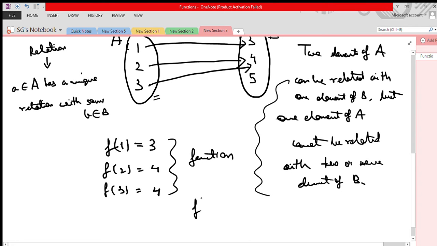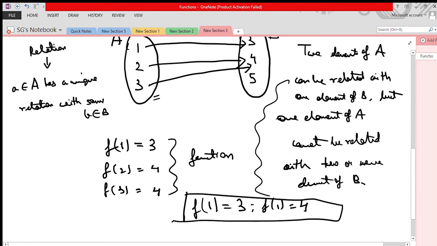One element cannot have two elements in the second set. That is, f(1) cannot be 3 as well as f(1) cannot be 4. This thing cannot be done. If this sort of a condition arises, then this particular thing can be a relation but cannot be a function. Function means a mapping. Clear? Function is also called a mapping.